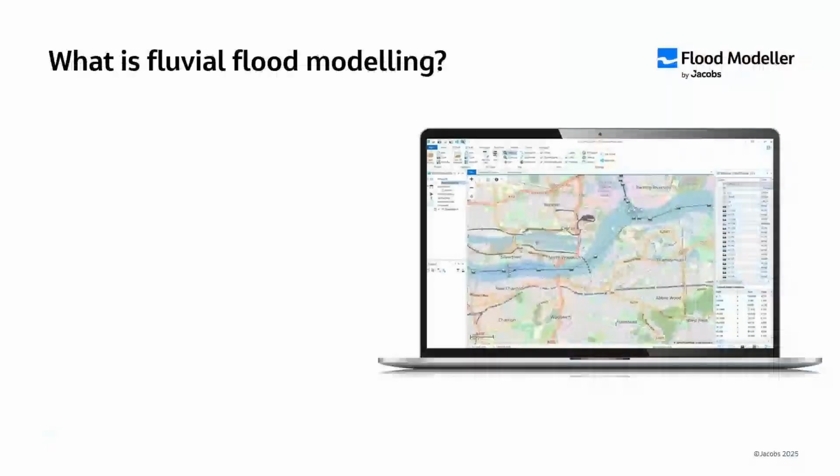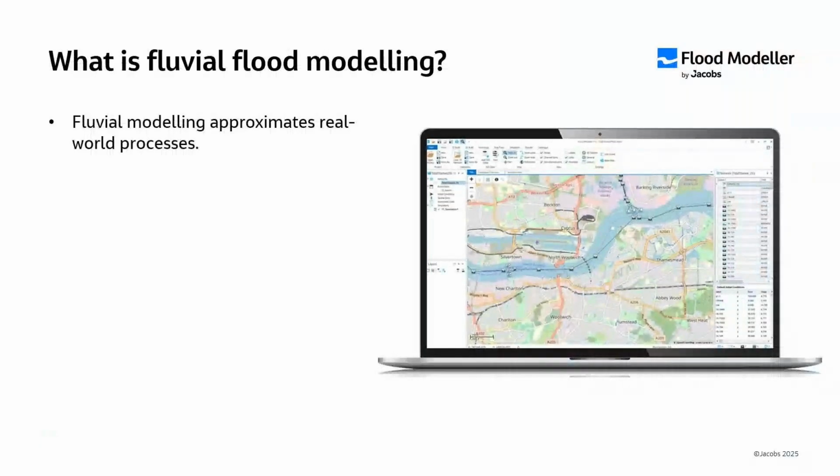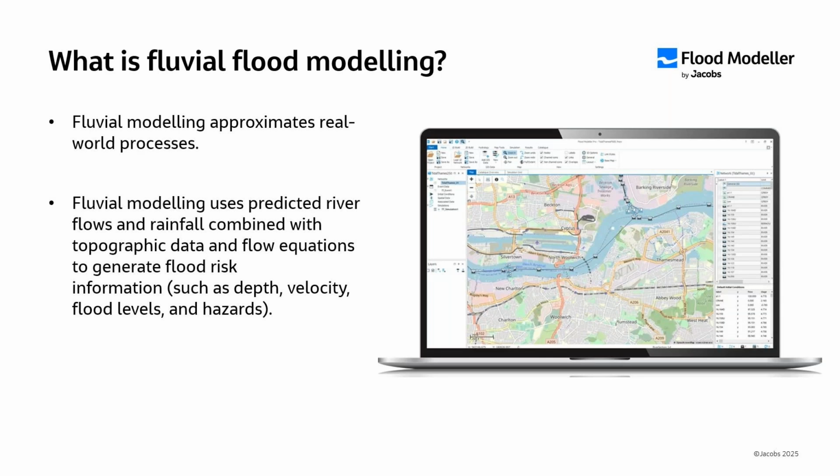So if we start off with what is fluvial flood modeling, like any type of modeling really, fluvial modeling approximates real world processes. So what we're trying to do is get a good representation of the real world into a model format. And I think this is a really nice, simple definition of what fluvial modeling actually is. Fluvial modeling uses predicted river flows and rainfall combined with topographic data, so that might be from LiDAR or survey, and flow equations to generate flood risk information such as depth, velocity, flood levels, and hazard. And they're the really key things we look at with flood modeling, the outputs, because they help us to inform the things we want to use fluvial modeling data for.